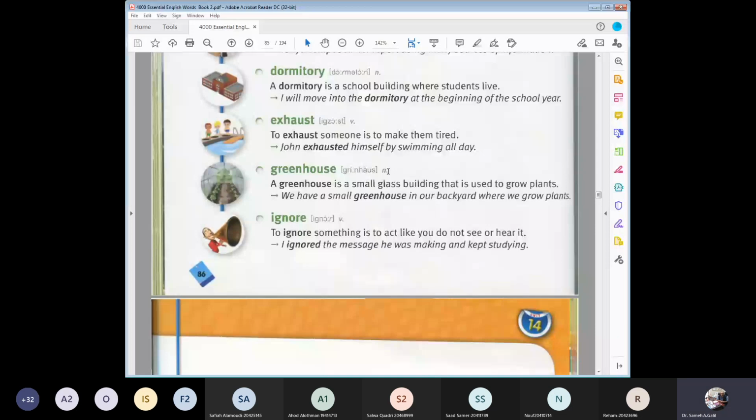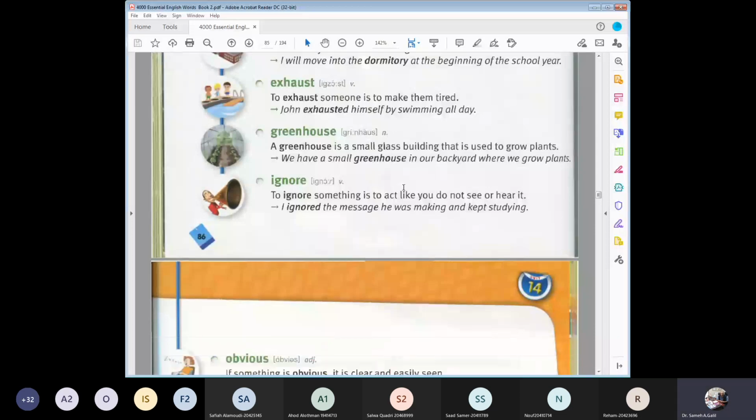And then we have the word greenhouse. So a greenhouse is a small glass building that is used to grow plants. This is normally used for fruit, for example, which grow in certain seasons. Sometimes you want them to grow in a season that is not theirs. In this case, you put them in a greenhouse. We have a small greenhouse in our backyard where we grow plants.